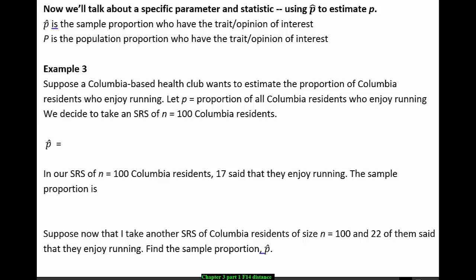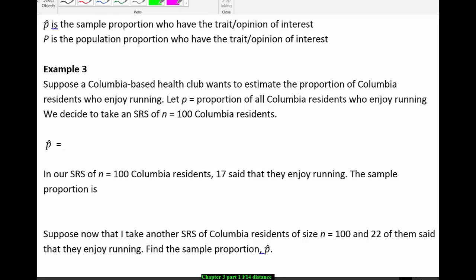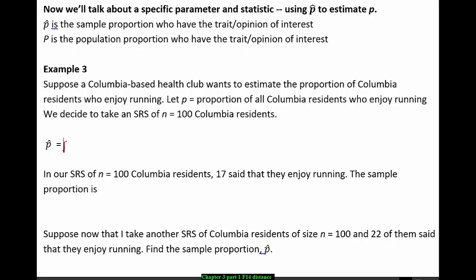Example 3. Suppose a Columbia-based health club wants to estimate the proportion of Columbia residents who enjoy running. Let P be the proportion of all Columbia residents who enjoy running. We decide to take a simple random sample of N equals 100 Columbia residents. P hat is going to be the proportion of the sample who enjoy running.